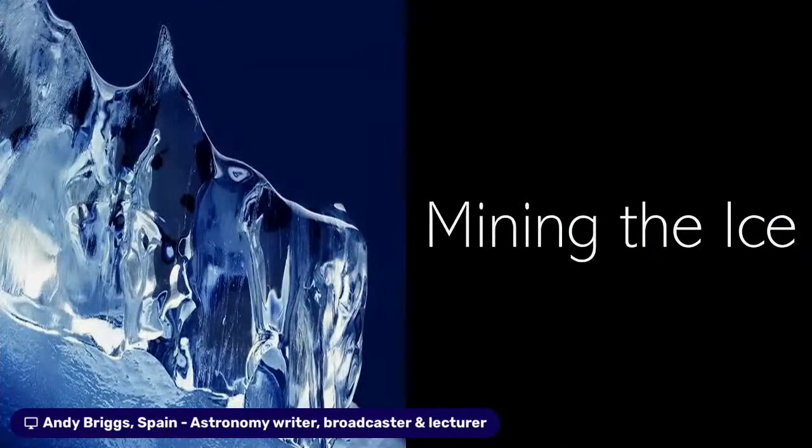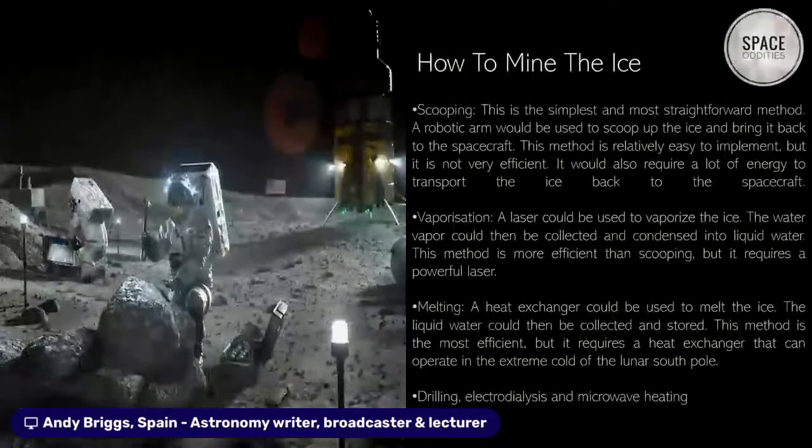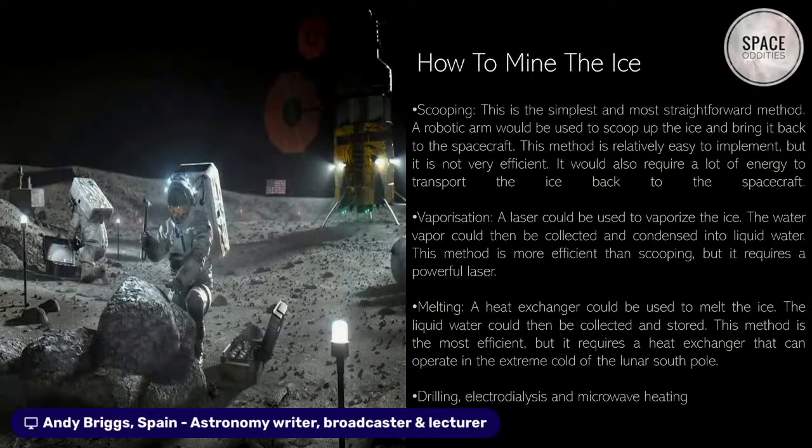So how do we actually extract ice and water from the moon? Well, you've got a number of different options for getting it out. You can scoop it with a robotic arm, but it turns out that's not very efficient and certainly not energy efficient. You can use a laser to vaporize the ice and then collect the water vapor. That, I think, would be a little bit tricky to do, but it's one option.